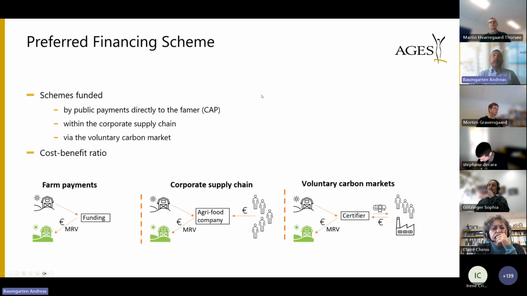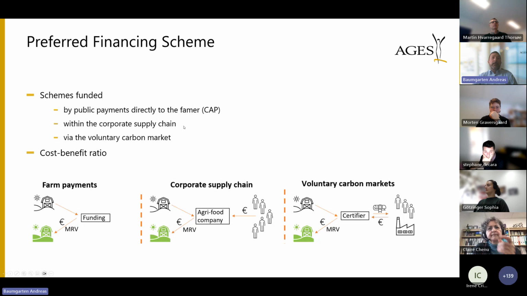Then this is something you have also heard already. We have to think of the preferred financing scheme. So as we heard, there is the possibility for public payments directly to the farmer, for example, in the course of measures from the Common Agricultural Policy, which, for example, is a very important part of the payments in Austria.